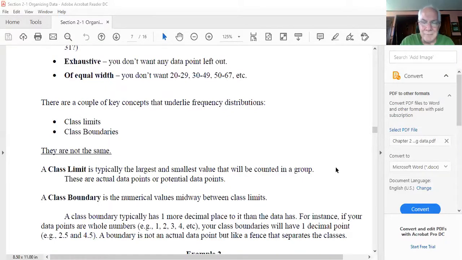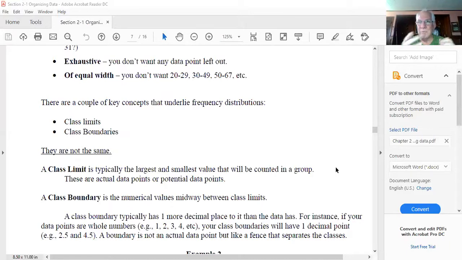A class limit is the largest and smallest values that are counted in a group. These are actual data points. There may or may not be a data point there, but it could be one. A class boundary you will never see as a real data point. The class boundaries are halfway between the different categories.